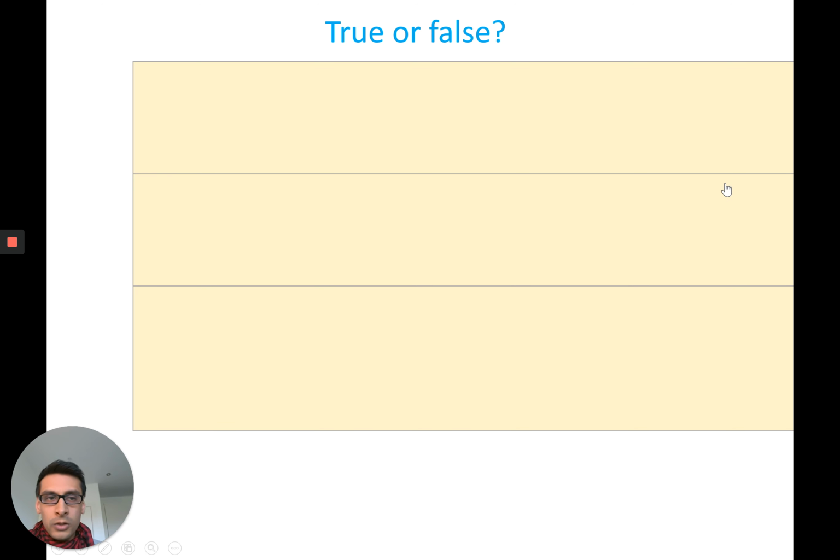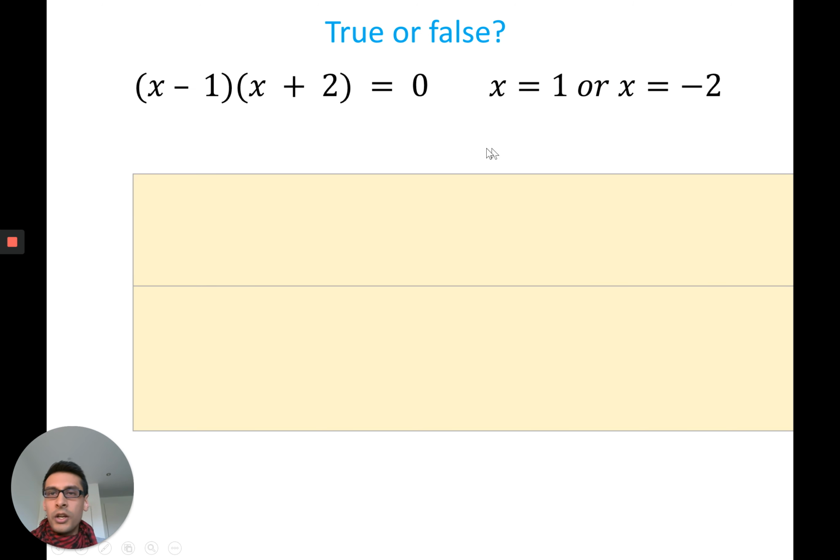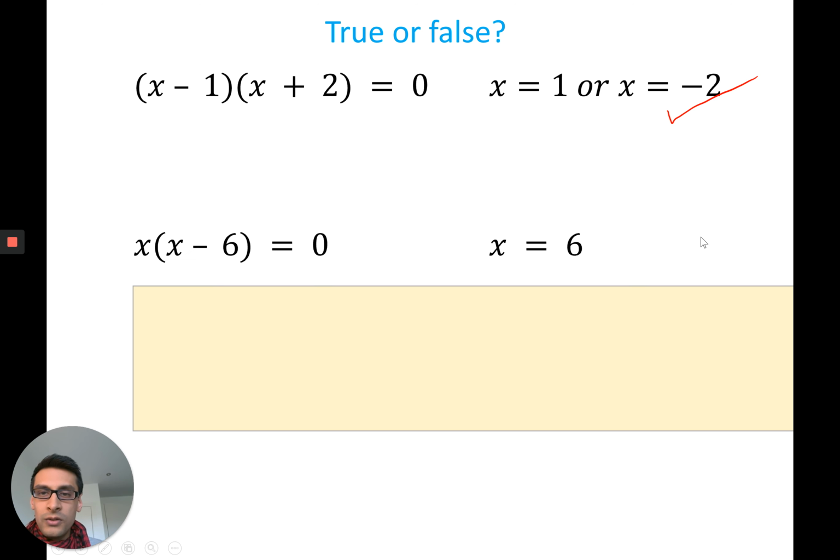Okay, so true or false? Now, you should be copying these out as we do them and giving a reason to these. So x minus 1 times x plus 2 equals 0. That means that x will be 1 or x will be -2. So I can see when I expand and solve these two, I get x is 1 and x equals -2. So that's true.